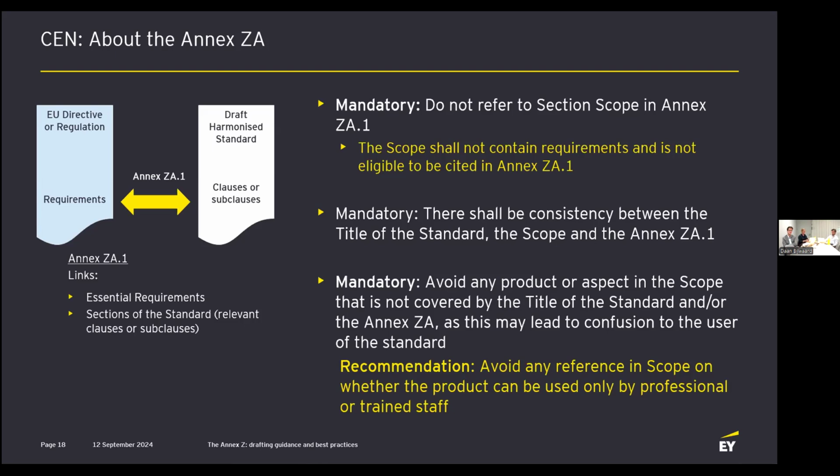And this is a recommendation of what I'm going to say. We know, because we have seen it in several standards, that there are recommendations in the scope on whether the product can be used or not by professional or trained staff. Frankly speaking, the scope is not a place for this. I know this is a seminar about Annex ZA, but this may create problems, even delays, when approving or assessing the standard. So our recommendation here would be to avoid, as much as possible, any reference in the scope on whether the product can be used only by professional or trained staff, because this would open again a discussion that could possibly delay the assessment of the standard. Let's go to the next slide.